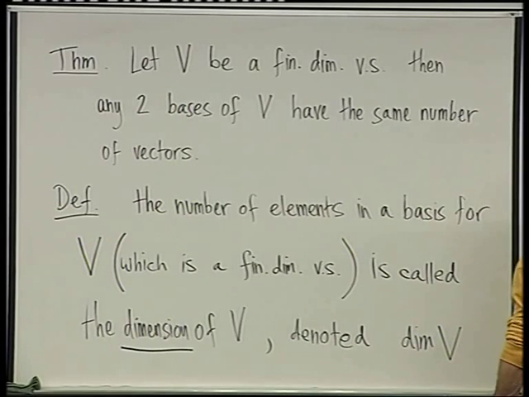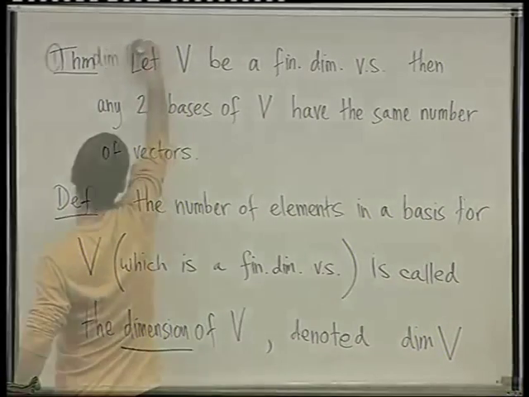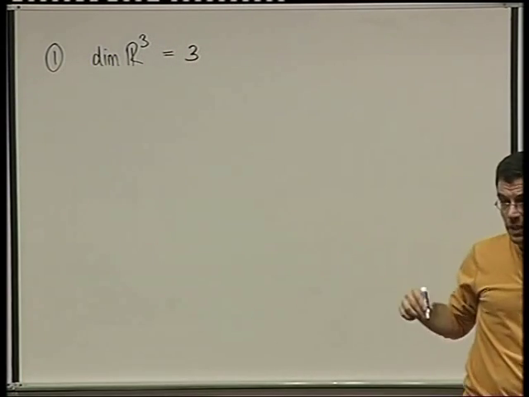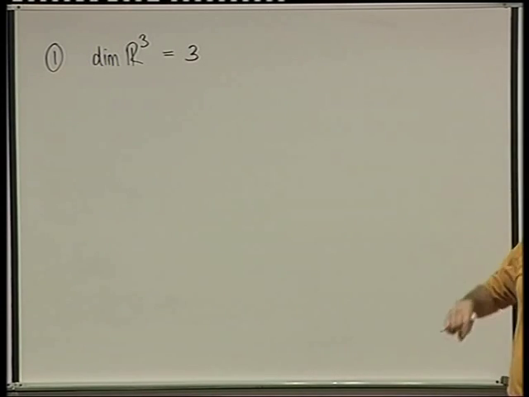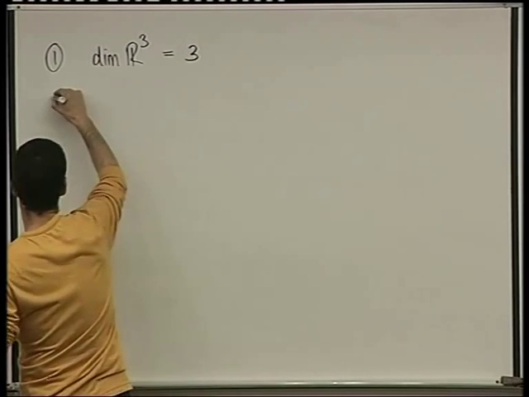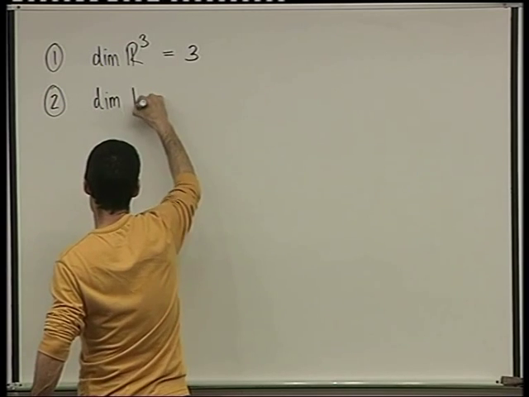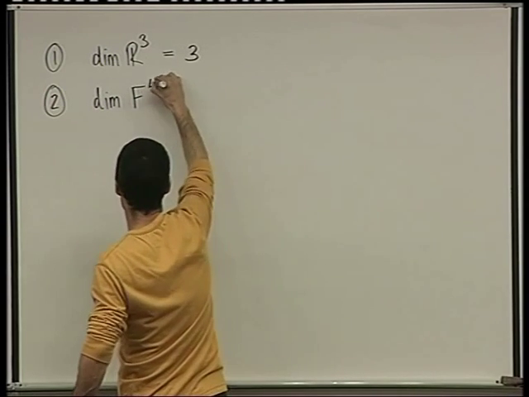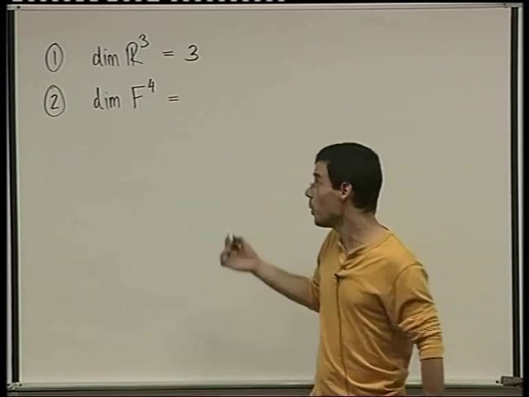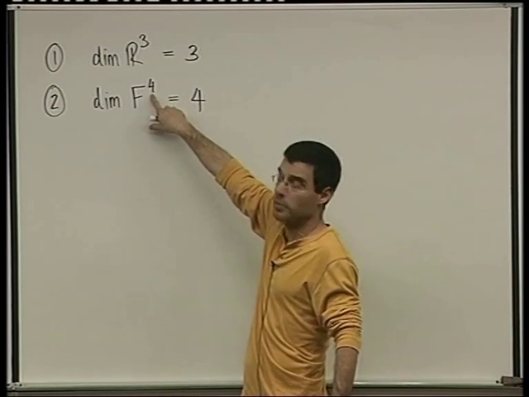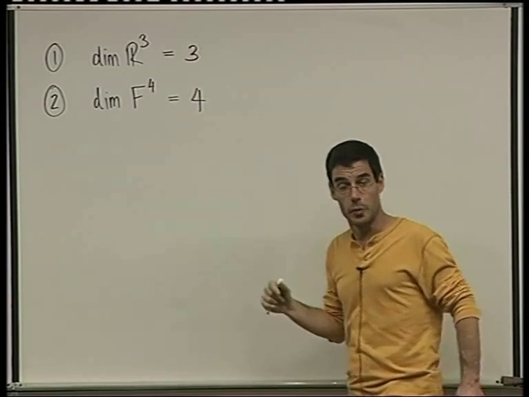So here's example number 1. The dimension of R3 equals 3. Why? Because in the previous clip, we saw a basis for R3. We even saw two of them, and they had precisely 3 elements. Good? Okay. Example 2. What's the dimension of F4, for any field F? 4, right. Why? You should be able to justify. It's not just because the number 4 is sitting here. Why is it 4?